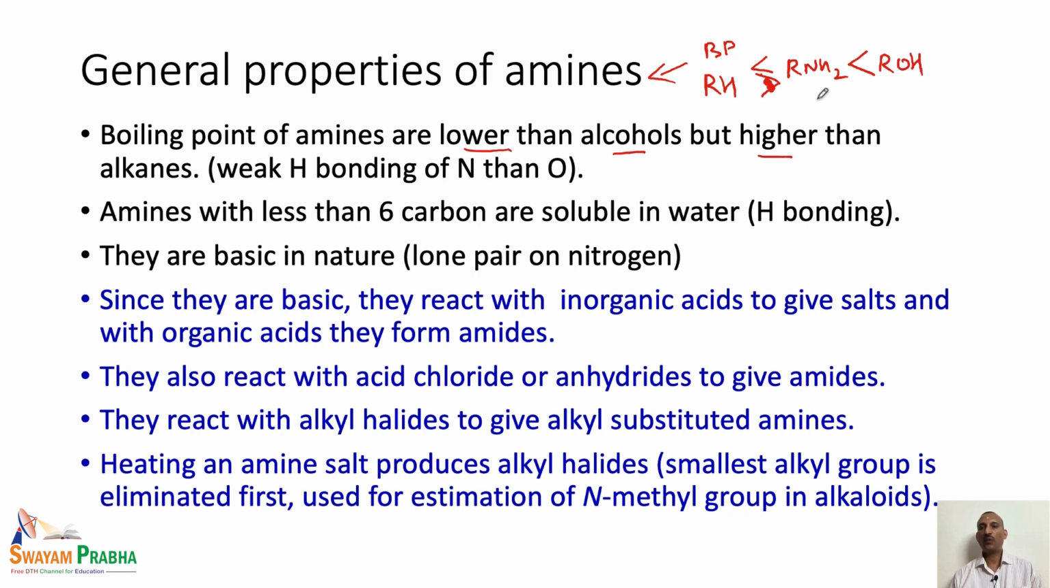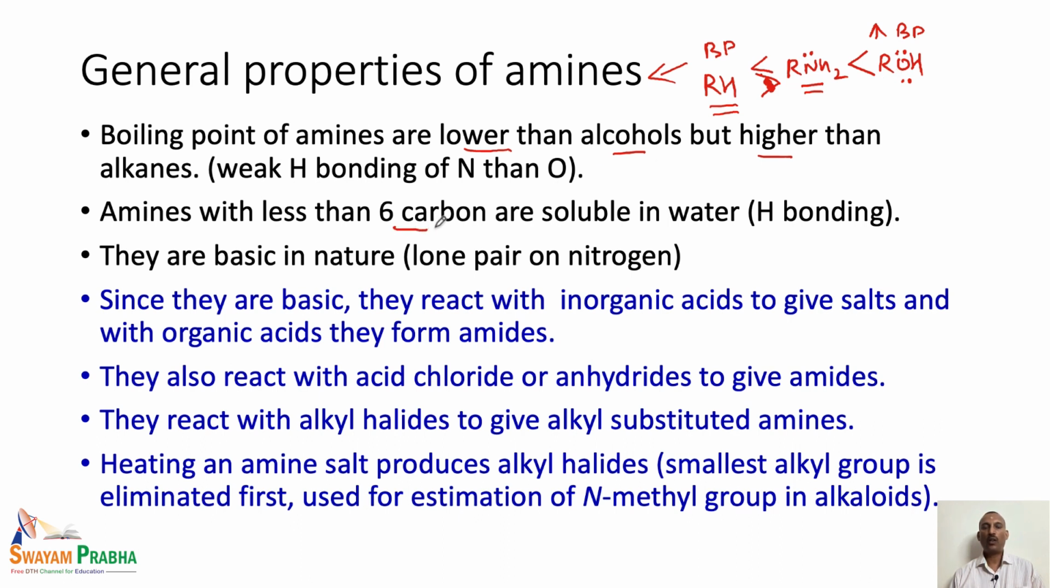The reason for this is that weak hydrogen bonding is possible in the case of amines, and strong hydrogen bonding is possible in the case of alcohols. So alcohols have a very high boiling point, followed by amines which have a lesser boiling point, whereas alkanes have no hydrogen bonding. That is the reason alkanes have a very low boiling point. This is how we can compare the boiling points of alkanes, amines and alcohols.